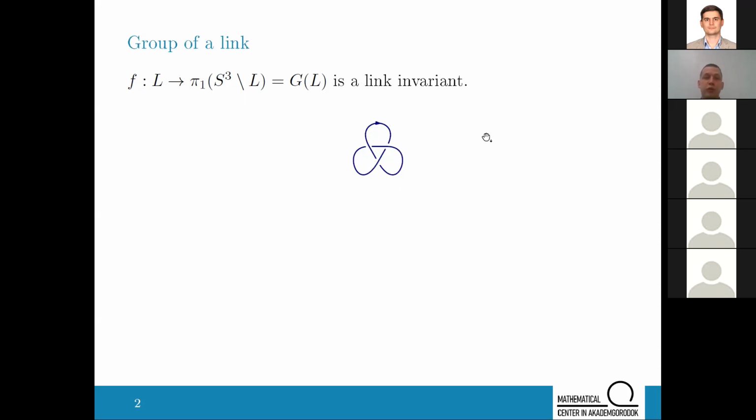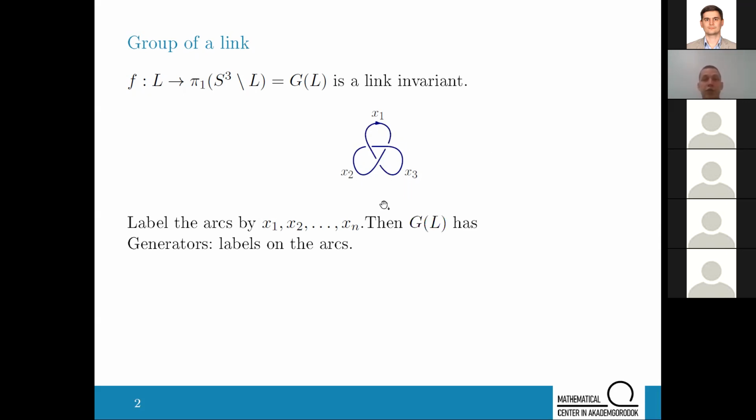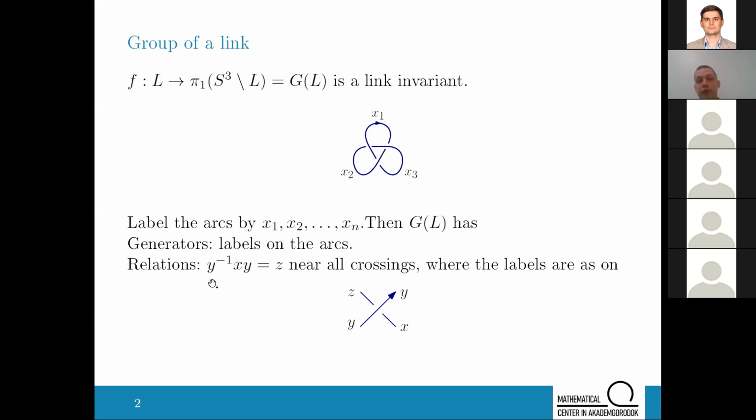If you want to calculate the value of the group, you just need to label the arcs of this diagram. Arcs are the parts of the diagram which go from one underpass to another underpass. Then you write a group with generators which are labels on the arcs and relations which can be written from the crossings of the diagram. So if you have a crossing and the labels near this crossing look like this, then you add this relation, y inverse xy is equal to z. It's like x, the right part, conjugated by the overpass is equal to the left part.